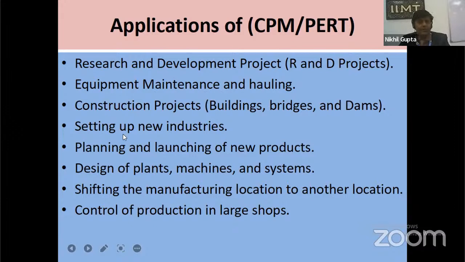It is used for setting up new industries, a new plant or a new project. It is also used for planning and launching of a new product. CPM is also used to design plants, machines and systems. Shifting the manufacturing location to another location, meaning if we shift a plant from the first location to a second location, this is also very helpful. It is overall used to control the production of a large scope.